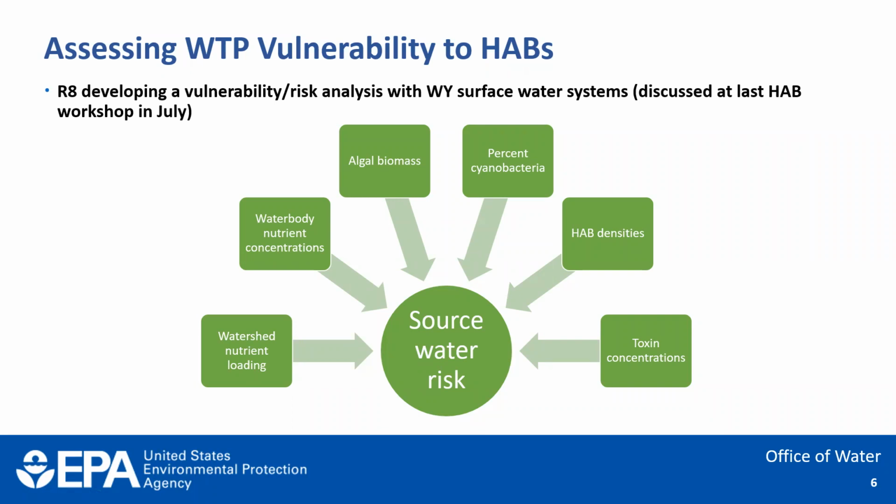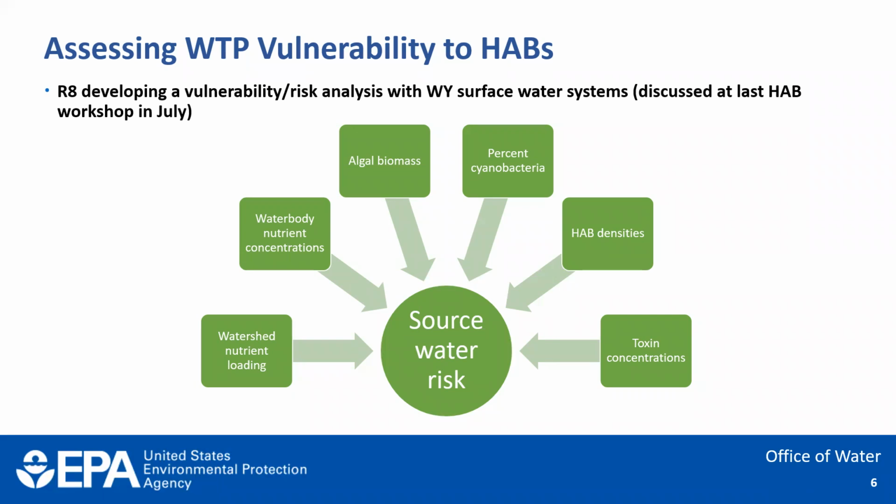I think Wyoming and Region 8 were a little unique in that they had a lot of this information. I realize that other folks in states out there might not have all this info, but this is just something you can consider. And if it has to be less than this, it's still better than nothing. But watershed nutrient loading, nutrient concentration. Through a project, they had done some characterizations of their water sources as far as nitrogen and phosphorus go.